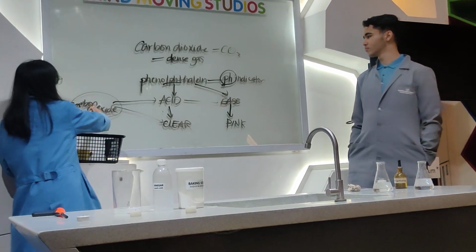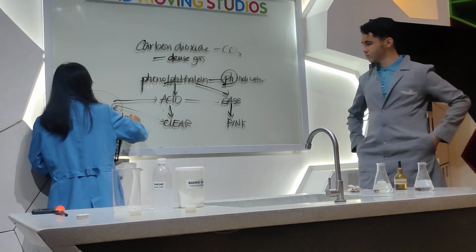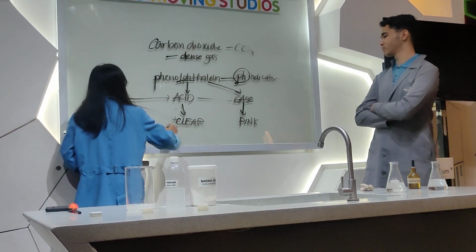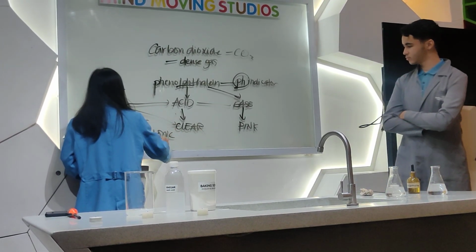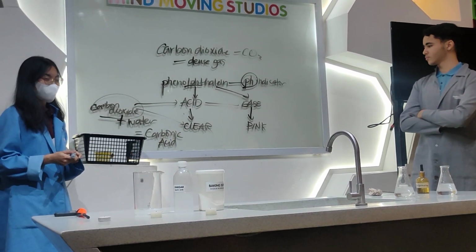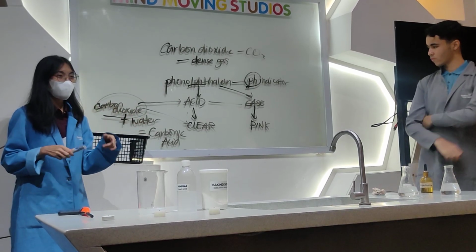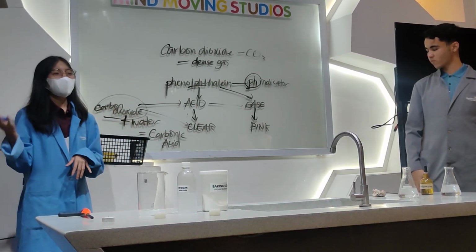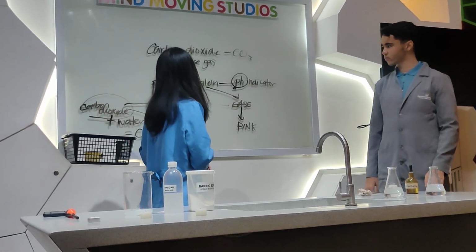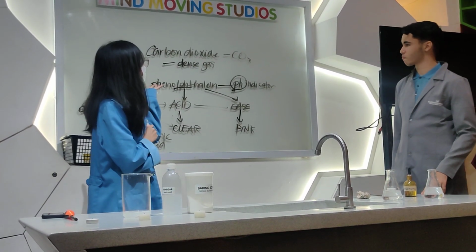But when carbon dioxide is mixed with water or dissolves in water, we form acid. And that acid is what we call carbonic acid, okay? And with that, carbon dioxide turned that pink solution clear. So, that's it for our demonstration about carbon dioxide.